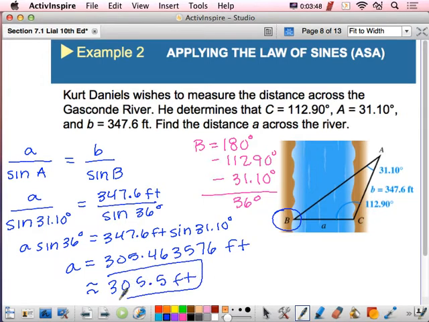How far is that? A lot. It's like a football field, right? Yeah. Fish I could swim. It's a pretty wide river.